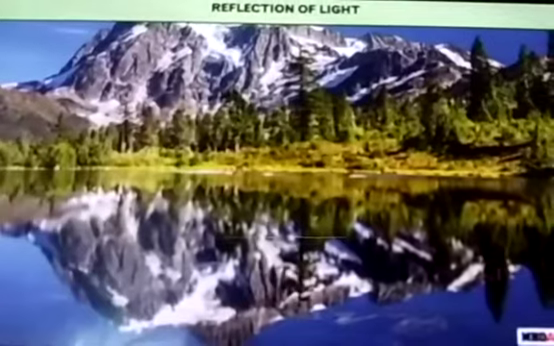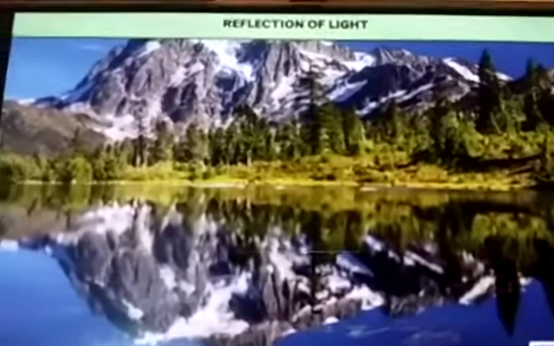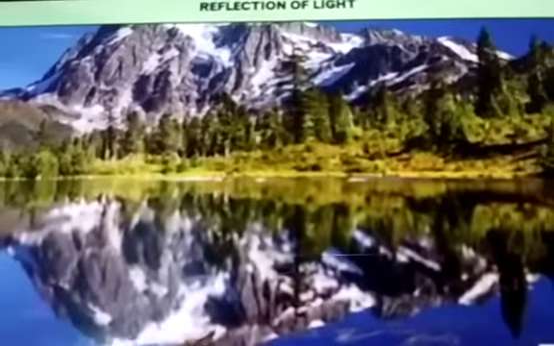Yes, what can you see here? The mountains and the water. Do the mountains go down also here? No. The mountains are up only. The water is here. What is this we are seeing? Is it a shadow? No, it is not a shadow.